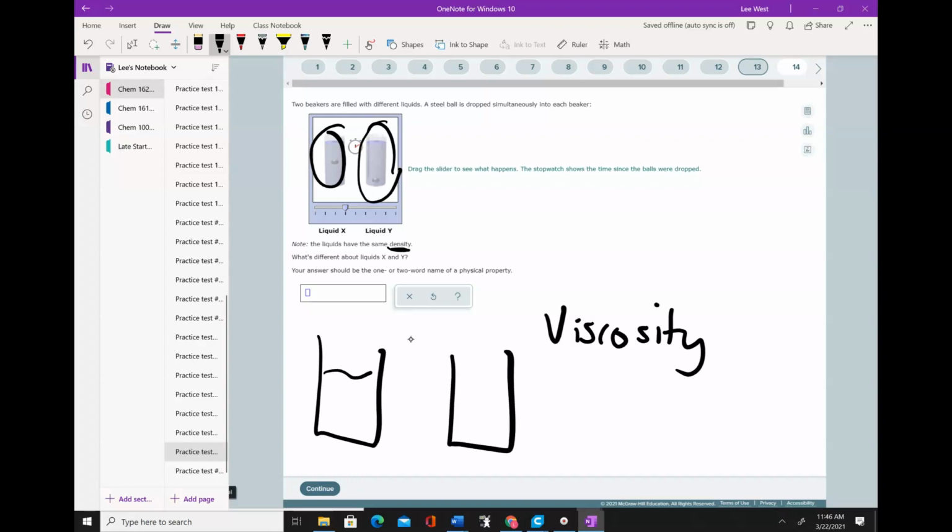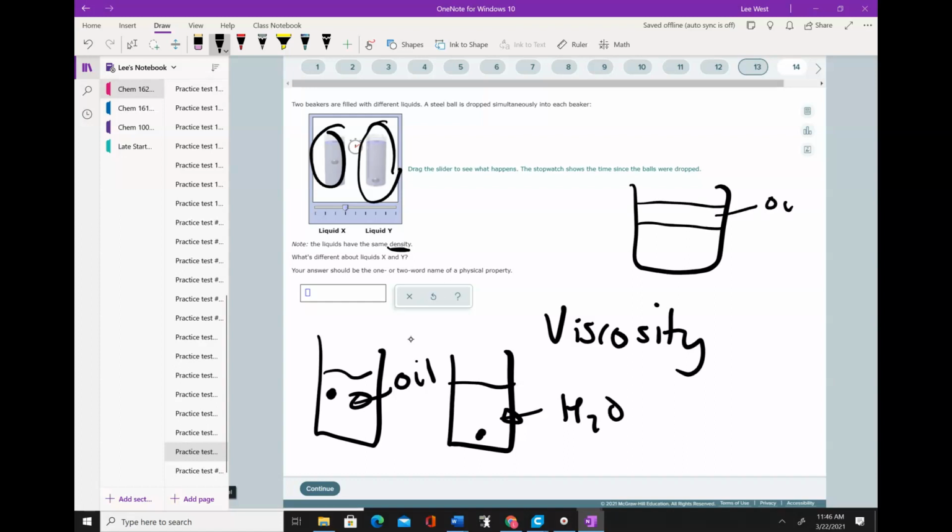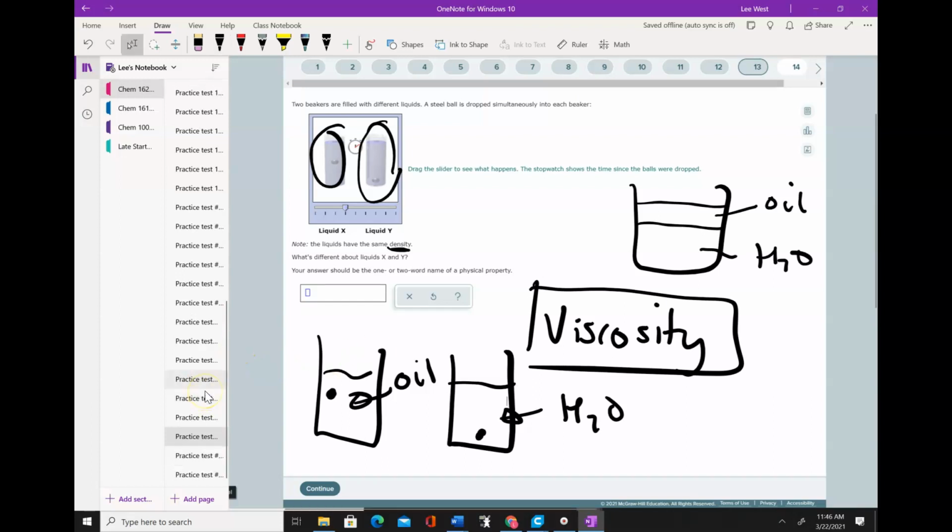If you had water, and then you've got like some oil, and you did the same experiment, you would expect that the ball would move quicker through the water than it would through the oil. And some people might be tempted to think that this means that water is more dense than oil, but nothing could be further from the truth. And we know that oil is less dense than water because oil floats on top of water. So the answer to this one is viscosity, how easily it flows out of the way and makes space for that ball to fall through there. Okay.